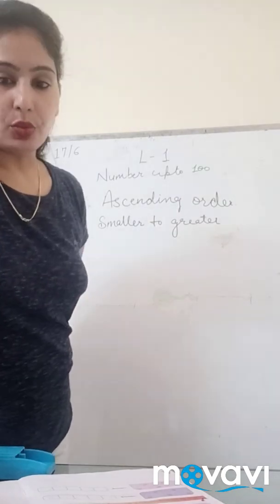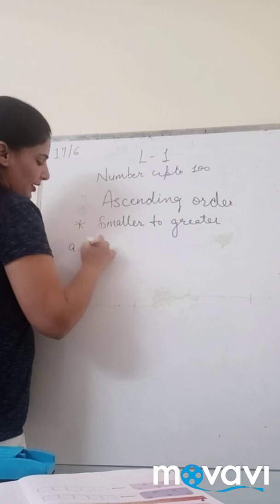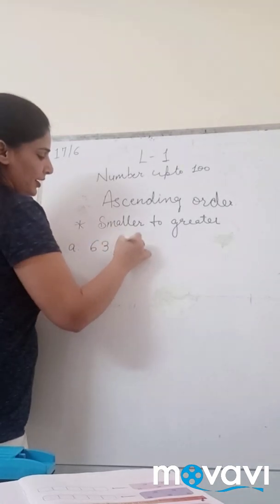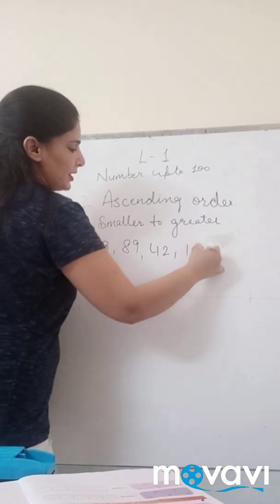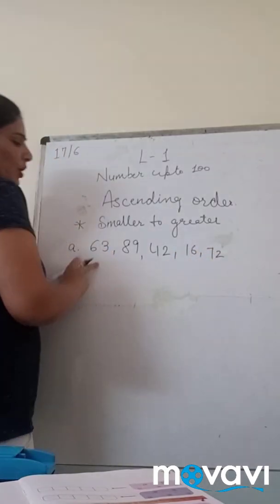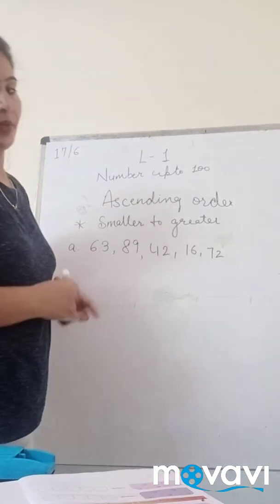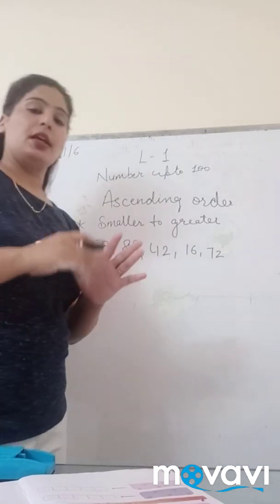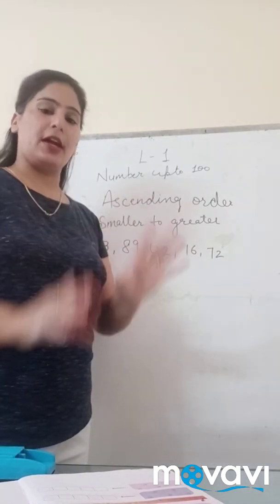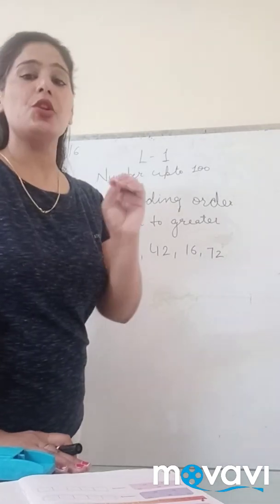Now how to do the sum? Okay, now start the sum. 63, 89, 42, 16 and 72. 1, 2, 3, 4, 5. There are 5 numbers in this question. It means to say in our answer there should be 5 numbers. जब हम आंसर लिखेंगे उस आंसर में 5 नंबर होने चाहिए.